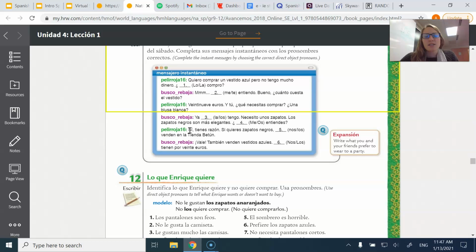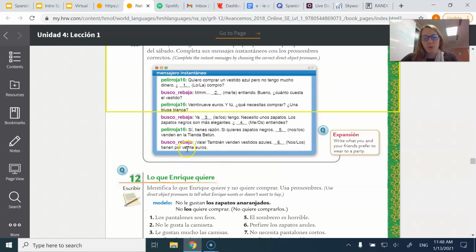Sí, tienes razón. Si quieres zapatos negros, if you want black shoes, nos or los venden en la tienda Betún. So she's saying they sell us or they sell them. Los venden. Los venden en la tienda Betún. Y vale. Vale just means like okay or fine. It's a very Spanish term, and that's in Spain. Okay, you're not going to hear many uses of vale in Latin America. Vale. También venden vestidos azules.